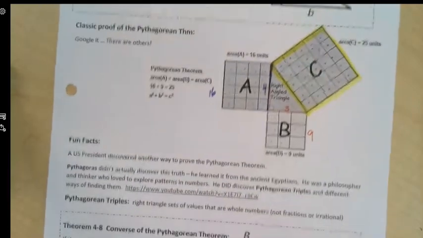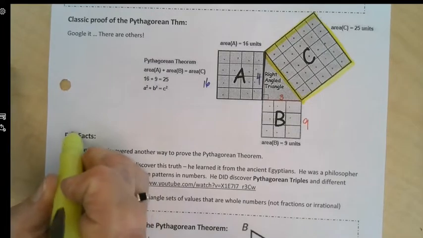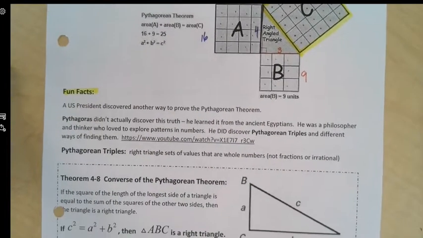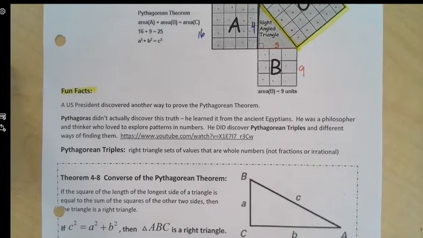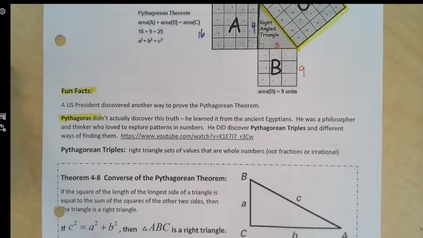Some fun facts. There are more than one ways to prove the Pythagorean theorem, and one of our U.S. presidents discovered his own theorem. Go ahead and Google it and let me know if you know who it is. Here's our little story about Pythagoras. He didn't actually discover this truth. He learned it from the Egyptians.